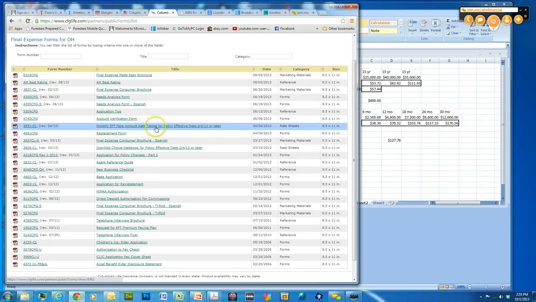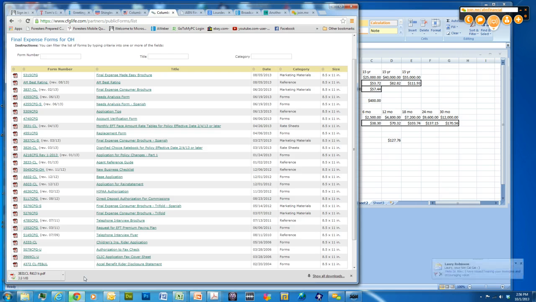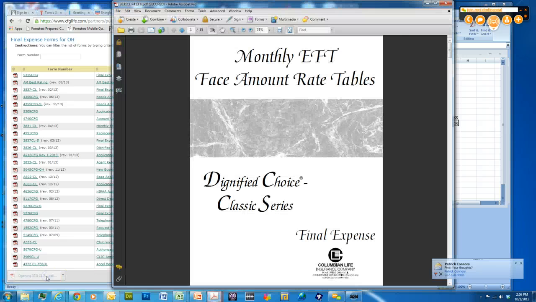So the EFT rate tables rock. It's right here. Let me show you what it looks like. You don't have to go through the software. You just pull off the rate tables, and it tells you exactly what the monthly premium is going to be. It's downloading right now. It's pretty large, that's the only problem with it, and it's multiple pages, so you're going to have to print it out. But I like the ease of just looking it up.